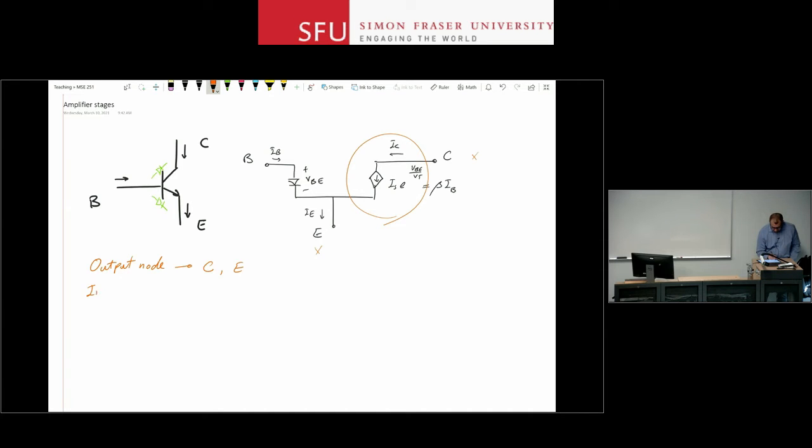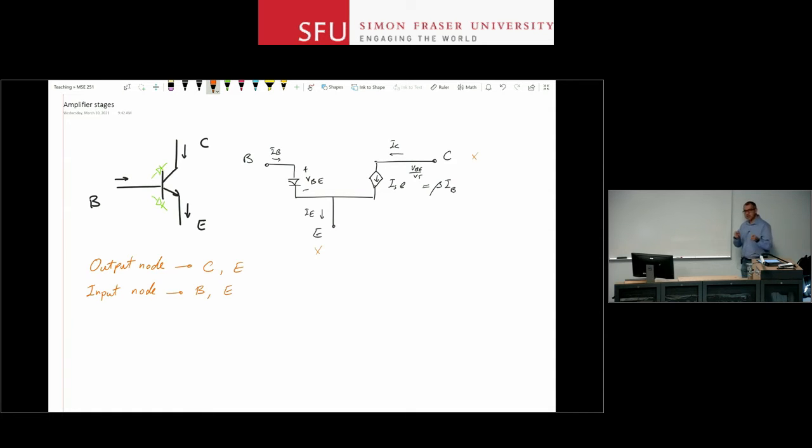Now for the input node, think about where in this model can you apply a signal such that the current changes. Well, if I look at this circuit, I can see that the current at the collector is IS e to the VBE over VT. So it's VBE that is setting the current. It is VBE that is my command. Therefore, I should either use the base or the emitter.